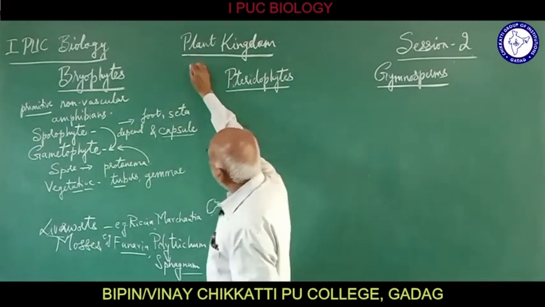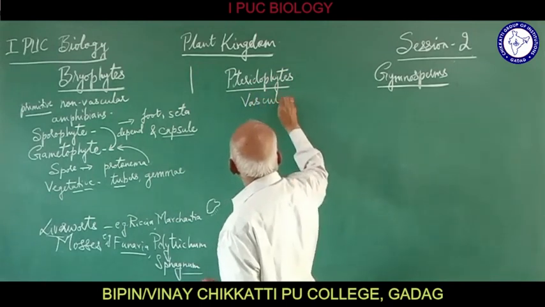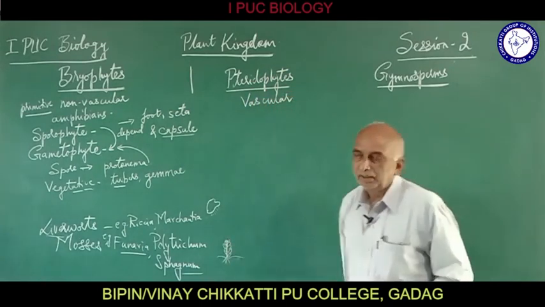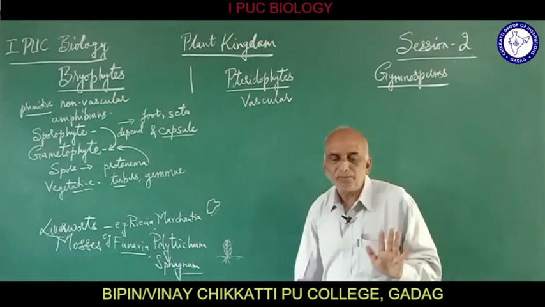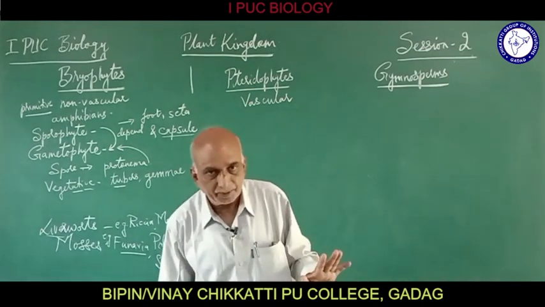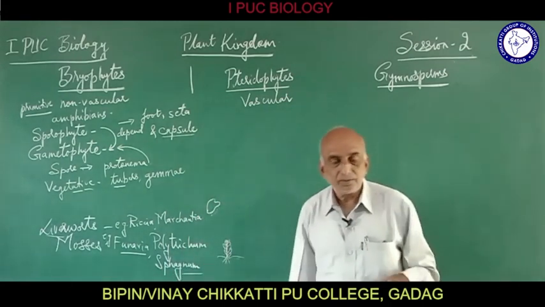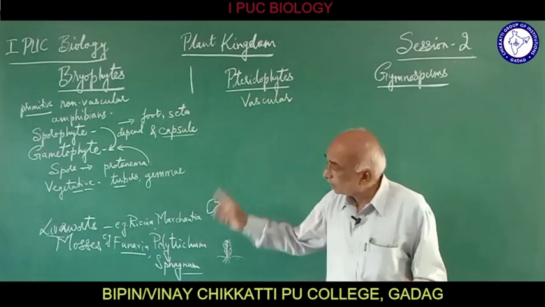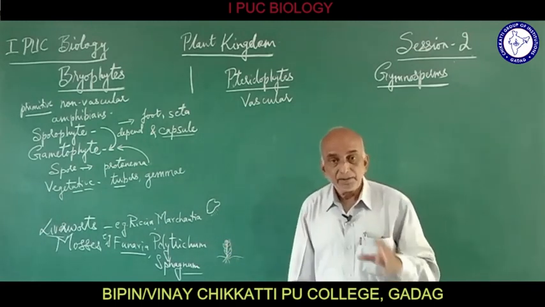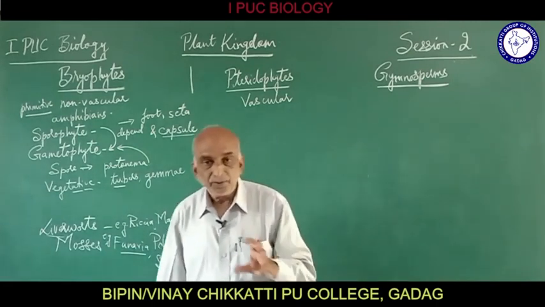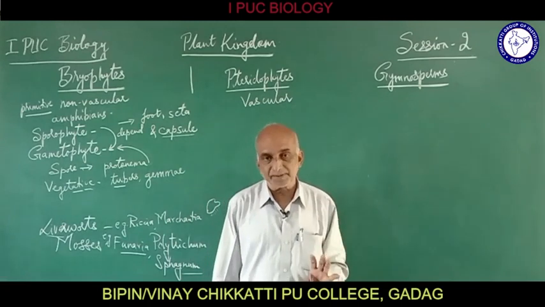From pteridophytes onward, all plants are vascular. This is a very important character. Algae and bryophytes are non-vascular, with no vascular tissues, xylem and phloem. And if there is no xylem and phloem, the parenchyma which is present in the thallus, even in algae, will absorb and transport the water and food materials.